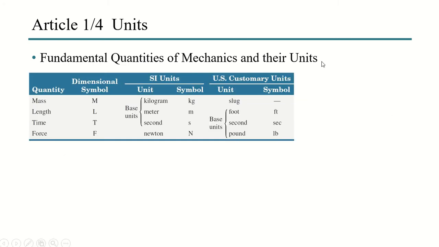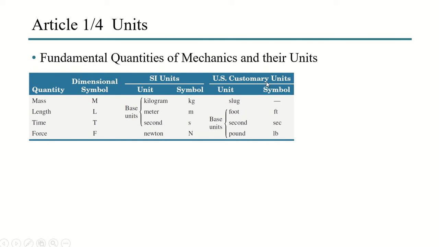So we have here the units of measurements. So fundamental quantities of mechanics and their units. So we have here the quantity, that is the mass, length, time, and force. And these are the symbols. For mass, we have the symbol m, length, L, time, T, force, F. For the SI units, so here comes the base units, the kilogram, meter, and second. And the Newton is the derived unit. Then these are the symbols for kilogram, kg, meter, m, second, s, Newton, capital N.